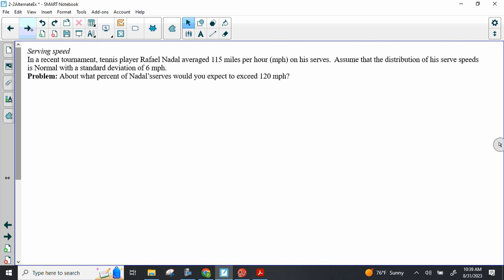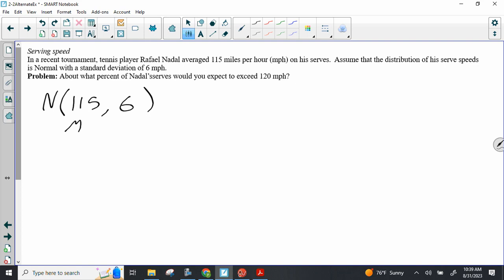It says that it's approximately normal. As soon as I see that, I see a mean. I see a standard deviation. And I just write that down so that I can keep track of it. I hate having to read every time I want to try to find a value. I'd rather just see it.